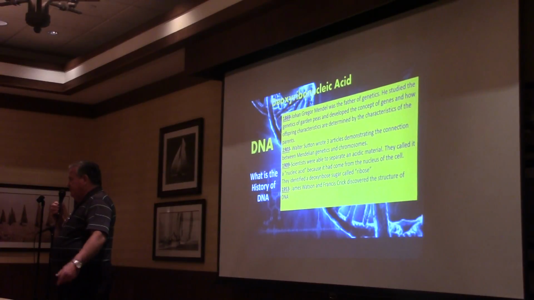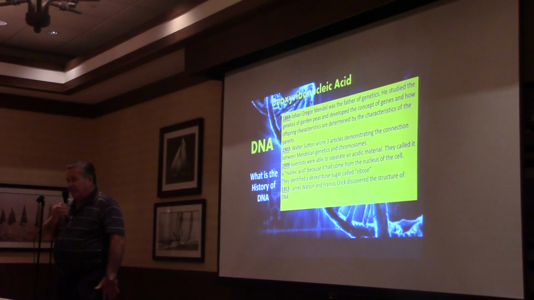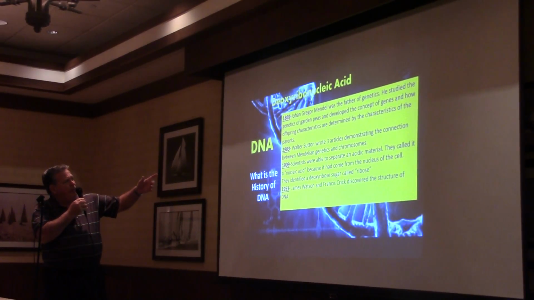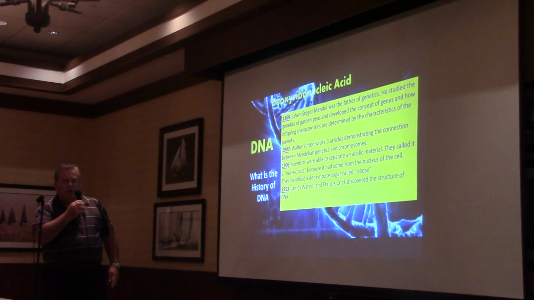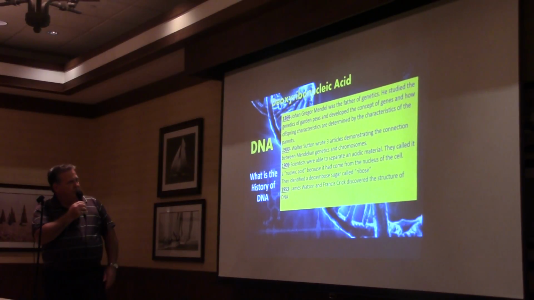That would be if you had enough kids, you could test that. But nobody has 100 kids to test them. But that's the idea Gregor Mendel came up with. In 1903, Walter Sutton wrote 3 articles demonstrating the connection between Mendelian genetics and chromosomes. Chromosomes back in Mendel's time weren't even known. So here we are progressing through what genetics is.